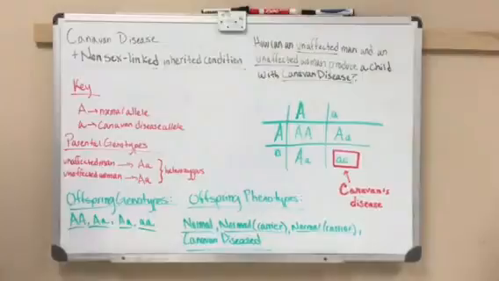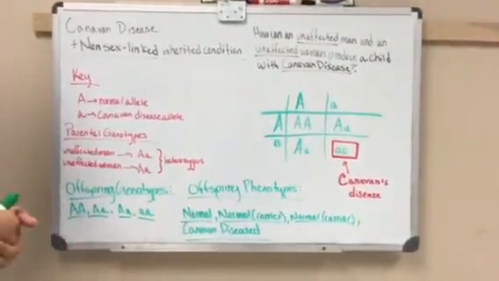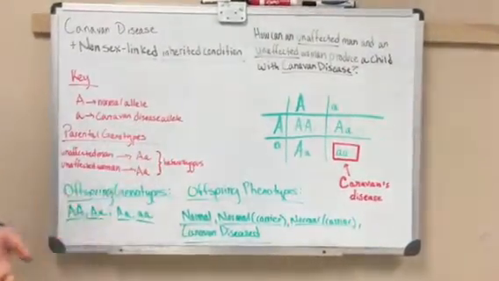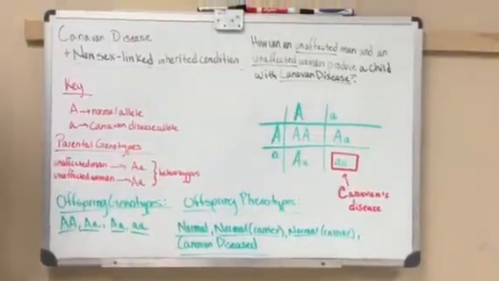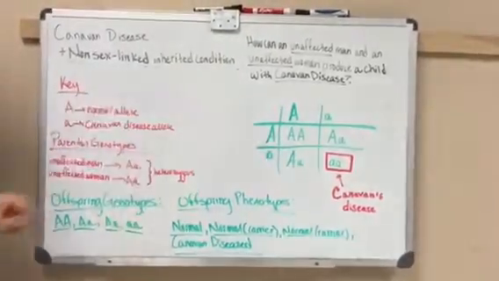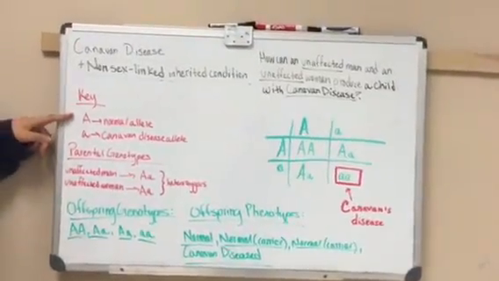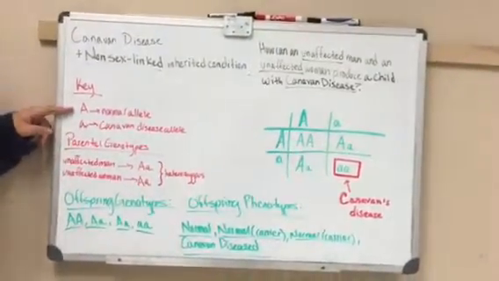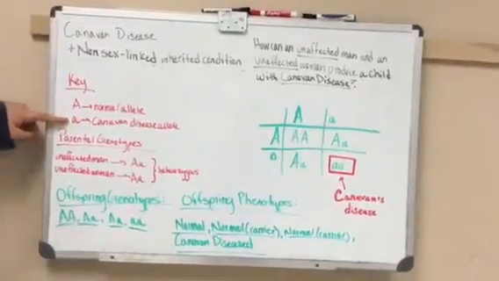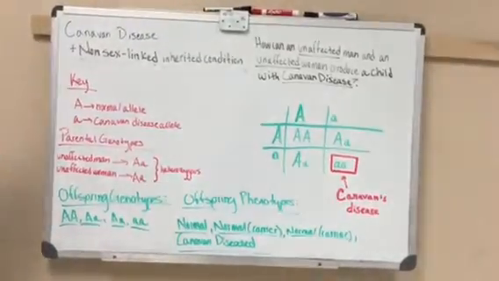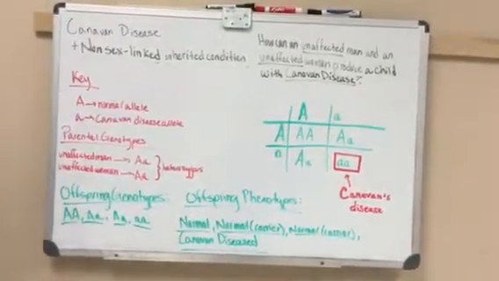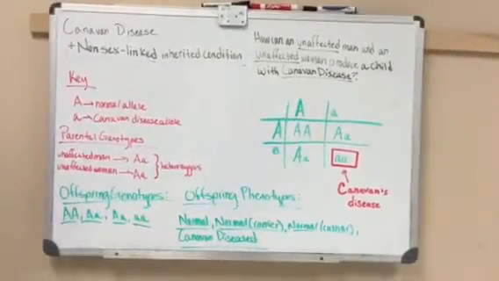The question they ask us is, how can an unaffected man and an unaffected woman produce a child with Canavan disease? From this, we can deduce that because it's inherited and because they're unaffected, the normal allele for this trait would be dominant, and the recessive allele would be the Canavan disease allele. So if you're homozygous recessive for the trait, you'll actually have the Canavan disease.